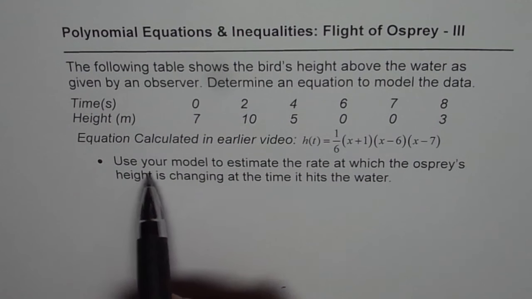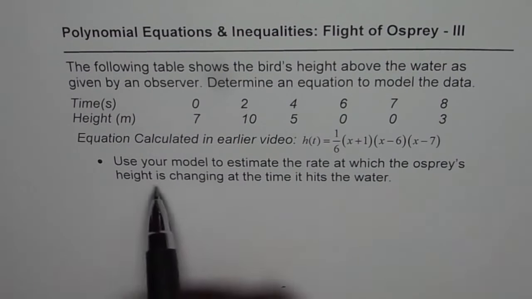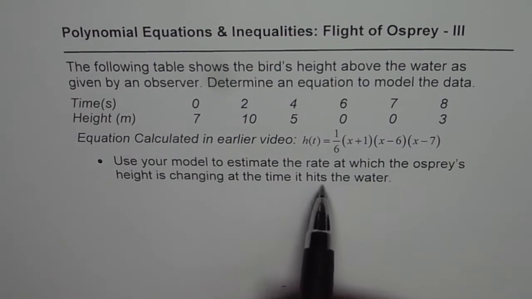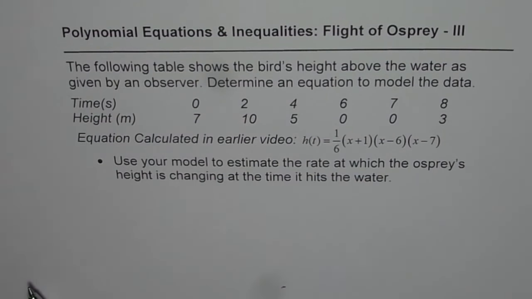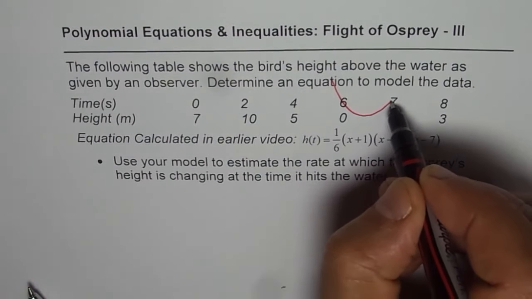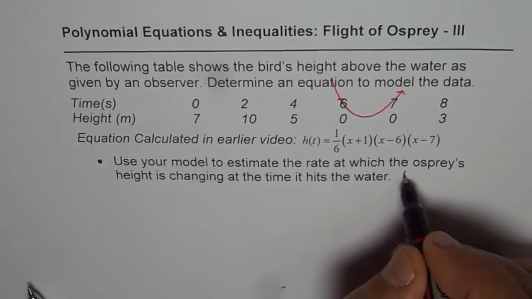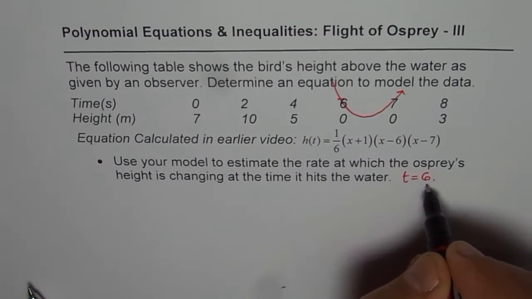It says, use your model to estimate the rate at which the osprey's height is changing at the time it hits the water. Now, from the data, we know it hits the water at this time, so it just hits and then comes out of the water like this. So it is at t equals 6. So the time is t equals 6.